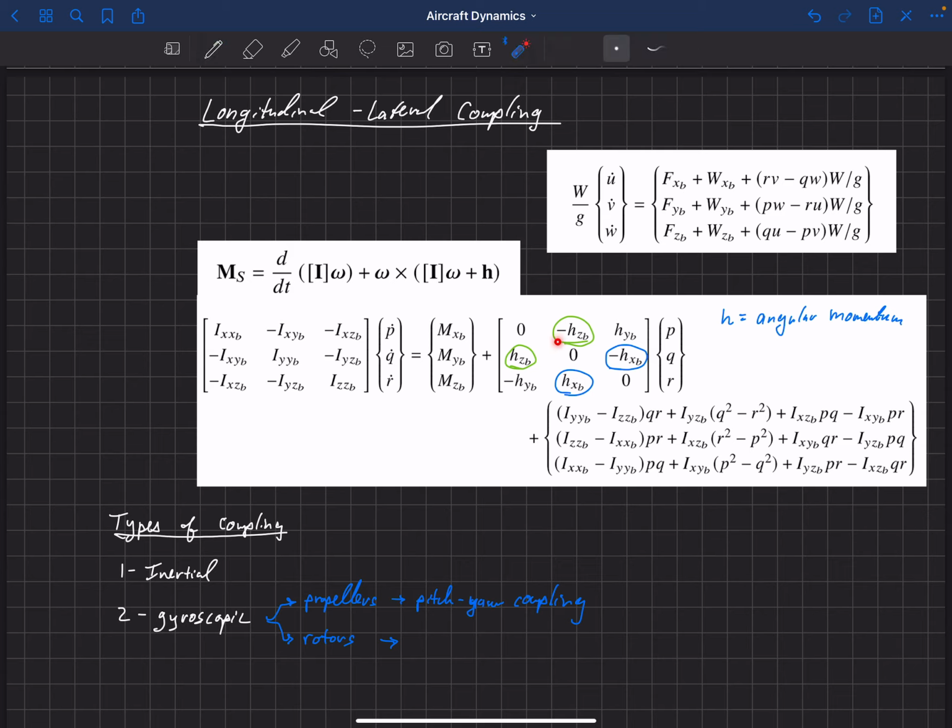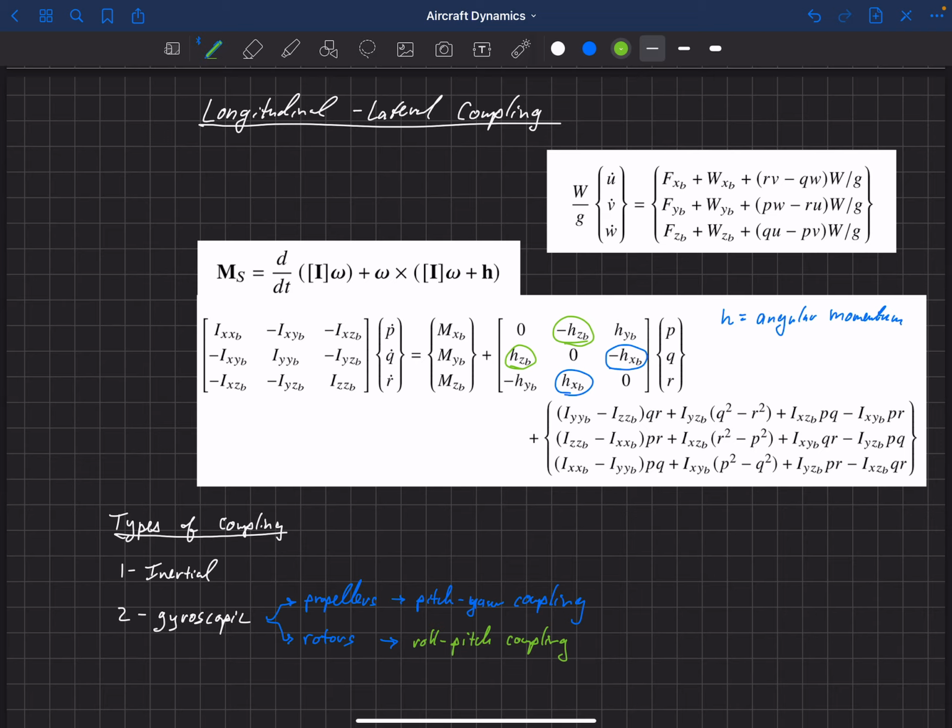So if we have some angular momentum about the z-axis, and we have some pitch rate q, that's going to create a moment about the roll axis here. Okay, so we've got some pitch-roll coupling there. And likewise, if we have some angular momentum about the z-axis multiplied by a roll rate, excuse me, that will create a pitching moment. That's in the pitch equation here. So for these rotors, we're going to get roll-pitch coupling.